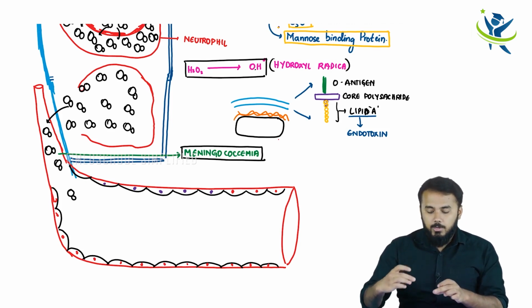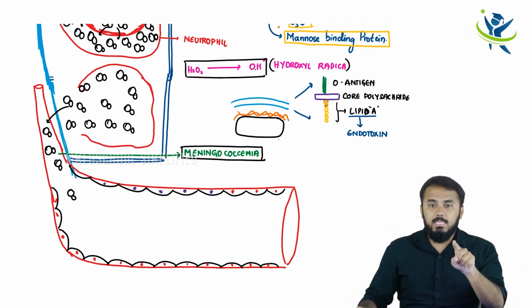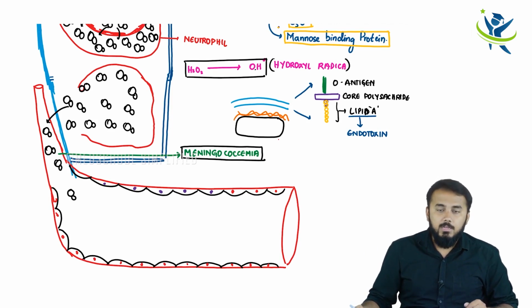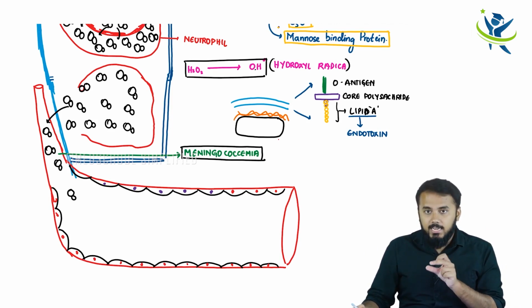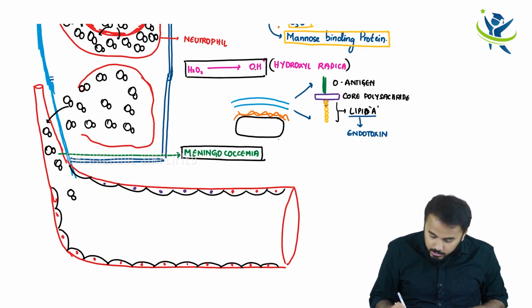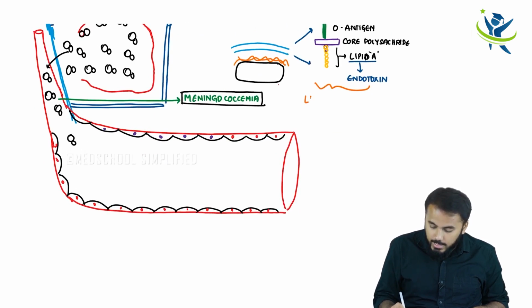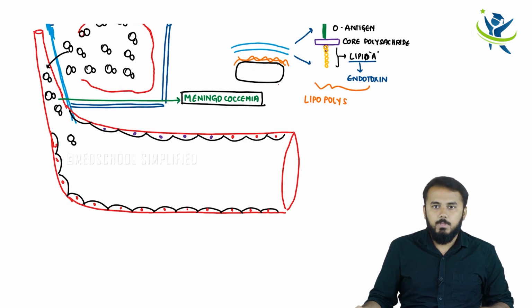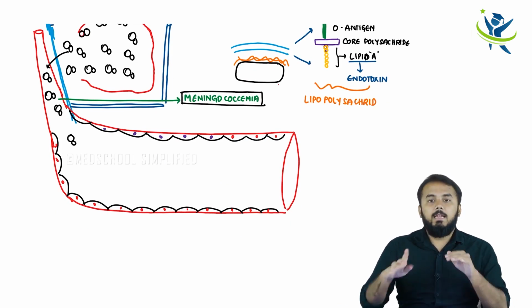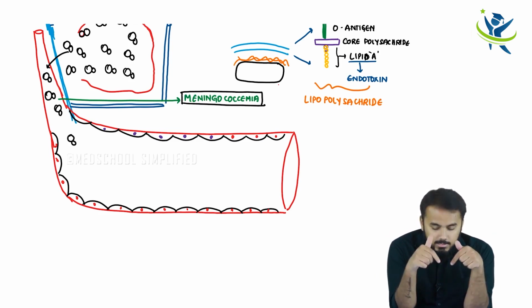This concept which I have explained about O antigen, core polysaccharide, and lipid A applies to all gram-negative bacteria except Neisseria meningitidis. Why? This outer membrane consisting of three layers, all three layers together, you call lipopolysaccharide. So this lipopolysaccharide is present in all gram-negative bacteria except Neisseria meningitidis.